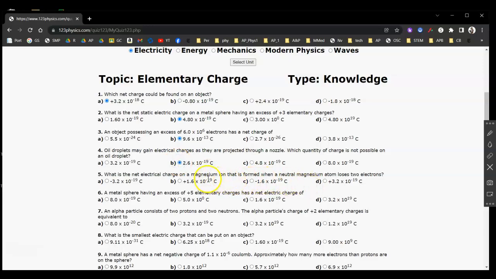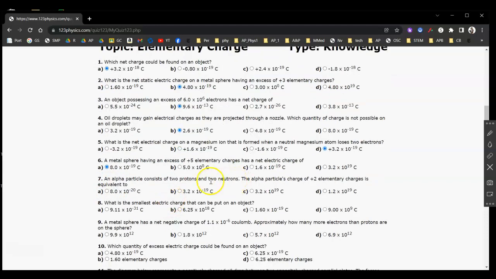Okay, what's the charge on magnesium when it loses 2 electrons? Doesn't it lose 1.6 times 10 to the negative 19th? Right. Okay, you have an excess of 5 elementary charges, has a net charge of 8 times 1.6, yeah. So an alpha particle is positive 2 elementary charges, so its charge is absolutely the smallest of all. This is an easy one. The smallest of all possible charges.